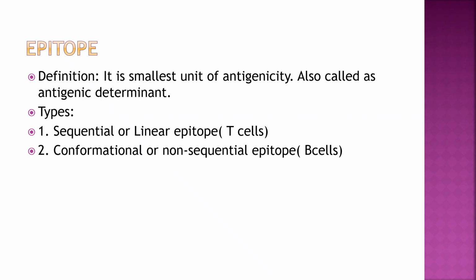Then we will see epitope. So what is an epitope? It is the smallest unit of antigenicity. It is also called an antigenic determinant. And there are two types of antigenic determinants. One is sequential or linear, and it is mostly seen in T cells. And the second is conformational or non-sequential epitope, which is mainly associated with the B cells.